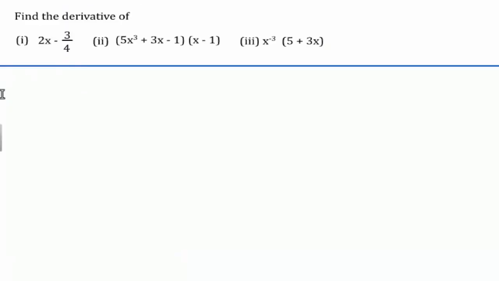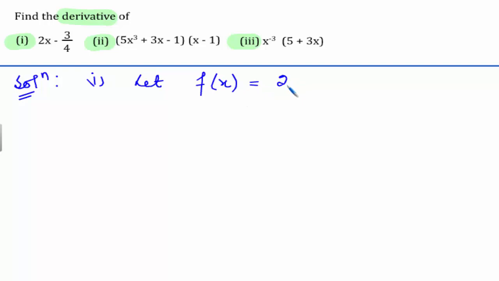In this question, we have to find the derivative of the following three functions. Let's begin with the solution, and let us define the first function by f x. So f x is equal to 2x minus 3 upon 4. We have to find its derivative, that is, we have to find f dash x, or the derivative of the given function with respect to x.